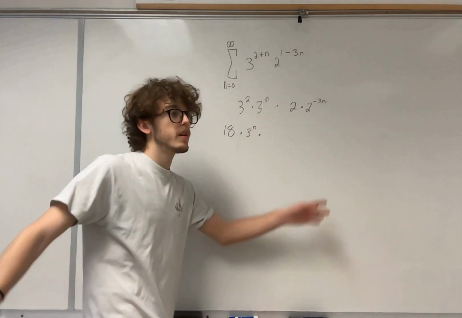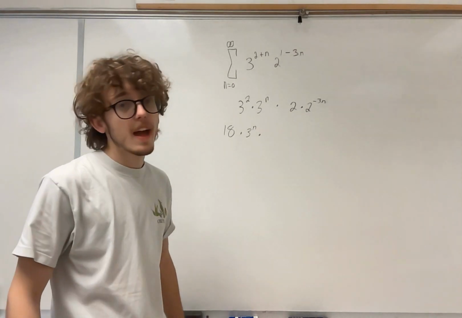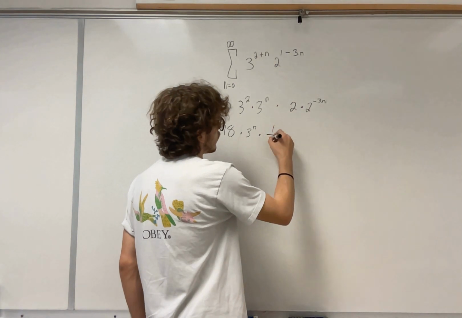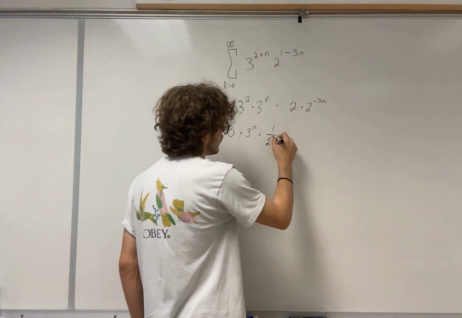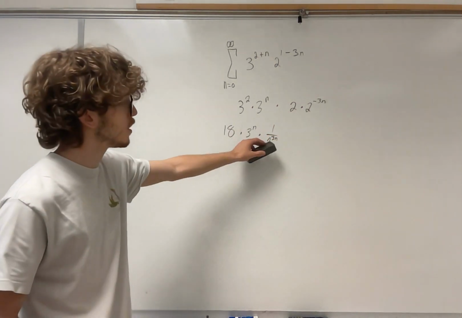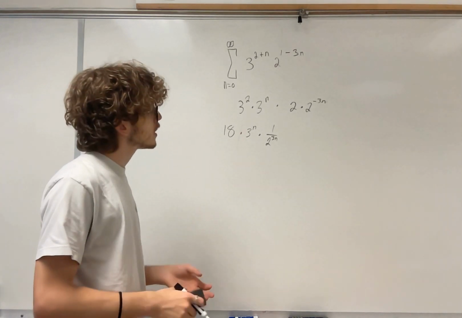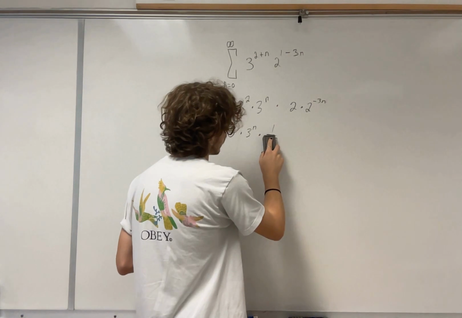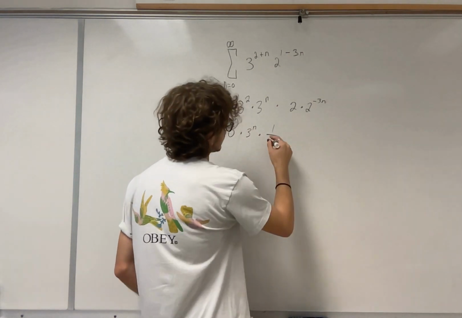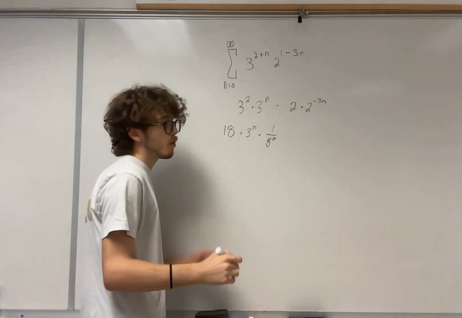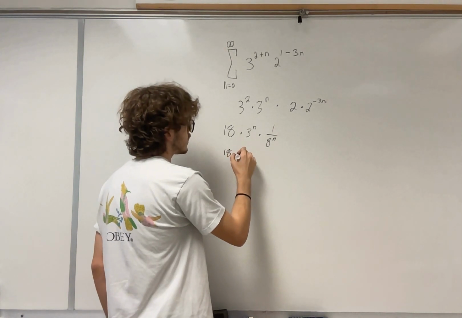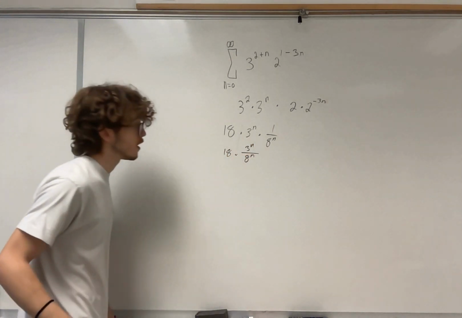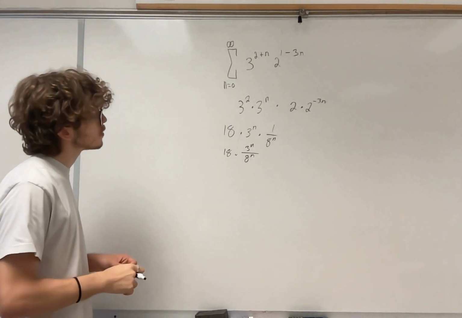Times, and we can rewrite that 2 to the negative 3n as 1 over 2 to the 3n. Notice that we have a power here, and we're allowed to distribute that in. So this is actually 2 to the third, which simplifies to 8 to the n. One more simplification we can do, we can say it's 18 times 3 to the n over 8 to the n. Okay, notice how this statement is true.